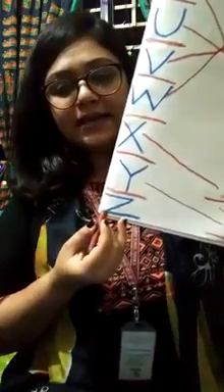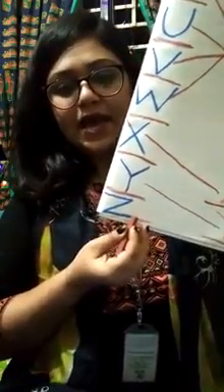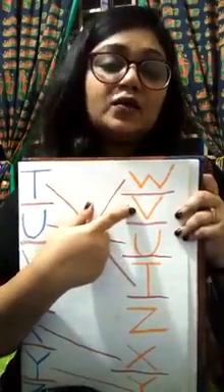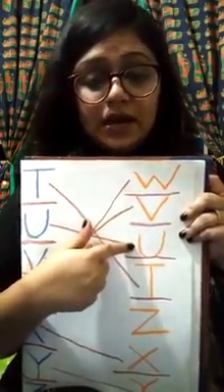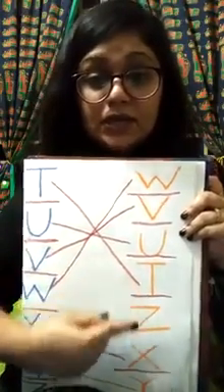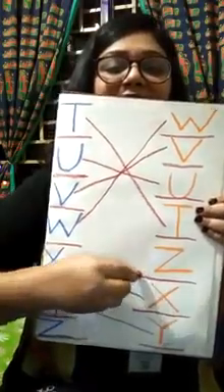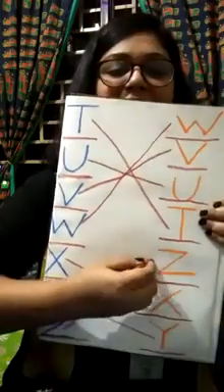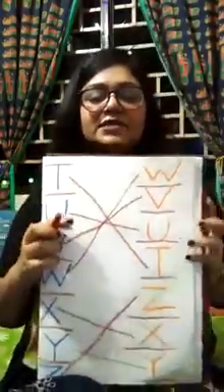Okay. After Y comes Z. Z. The last letter. Okay. Let's find the Z here. Is this Z? No, this is W. Is this Z? No, this is V. Is this Z? No, this is U. Is this Z? No, this is T. Is this Z? Yes, this is Z. Let's join them. Yay! We have done it.